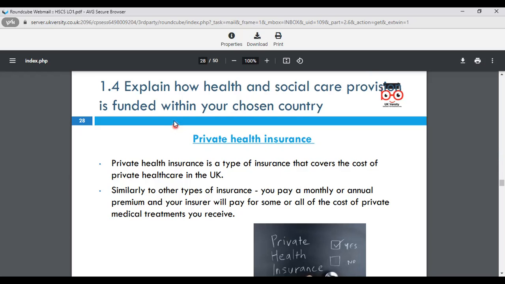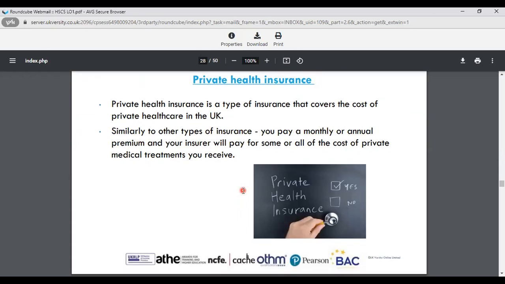And then there's private health insurance that we've talked about earlier. Private health insurance is a type of insurance which covers the cost of private healthcare in the UK. It's similar to other types of insurance. You pay a monthly or annual premium, and your insurer will pay for some or all of the cost of private medical treatments that you receive.